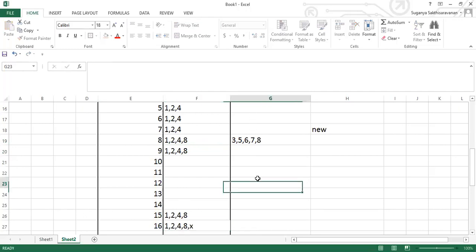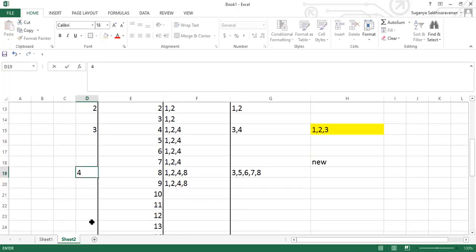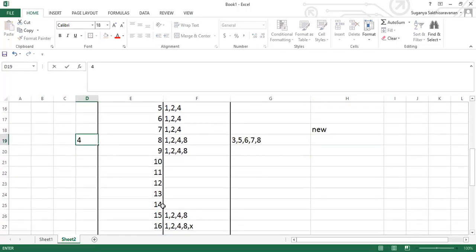So you can notice that a sequence is coming here. For 1 rupee I require 1 coin. For 2 rupees I require 2 coins. For 4 rupees I require 3 coins, right? Where the coins are increasing, you're supposed to look at it. For 8 rupees you require 4 coins. And after this, till 15, it's the same.